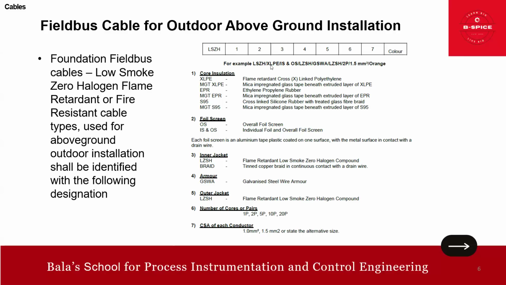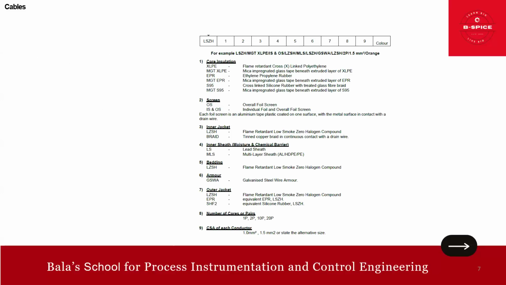So if you look at the designation, it will be like this: XLPE, IS and OS, LSZH, ZHWA, LZSH, then 2 pair, 1.5 mm square, orange. And this is the color. As you know, Fieldbus cable is orange color, right, friends? So this is the look and feel and designation of the Fieldbus cable above ground, outdoor.